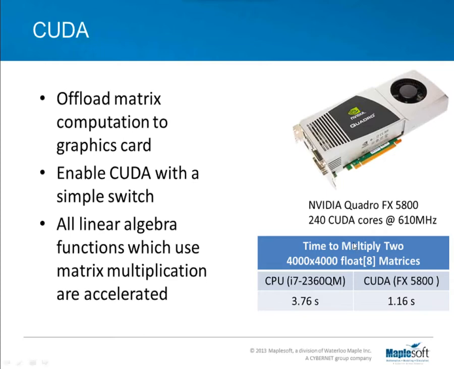So for example, let's say that I want to multiply two 4000 by 4000 floating point matrices together. On my i7 laptop, it takes about 3.8 seconds. Bear in mind this is a quad-core laptop, so this calculation is automatically split across 4 cores. However, if I flick that simple software switch and offload the calculation onto my CUDA graphics card, it takes less than 1/3 of that time, around 1.2 seconds.